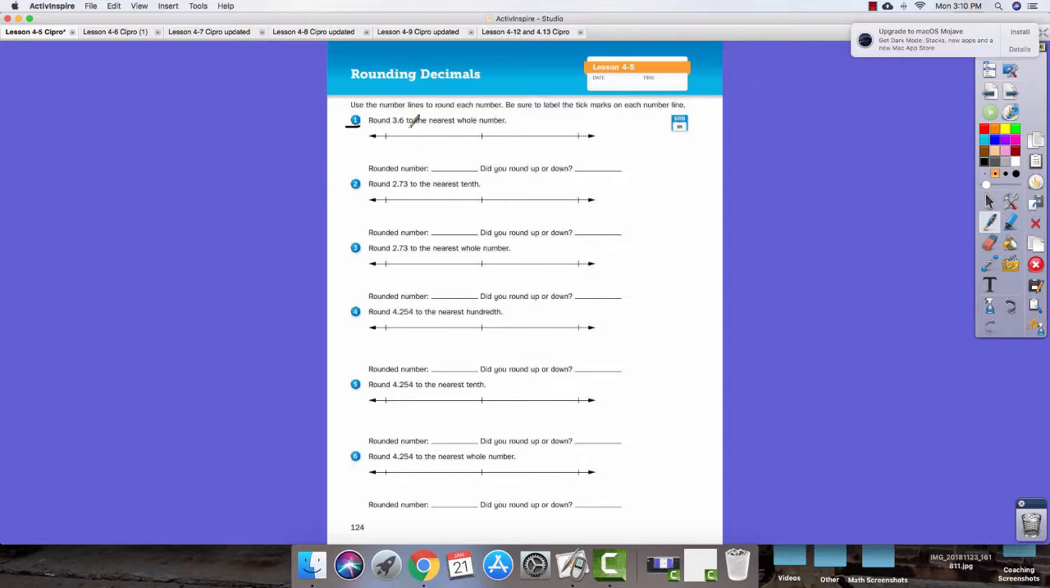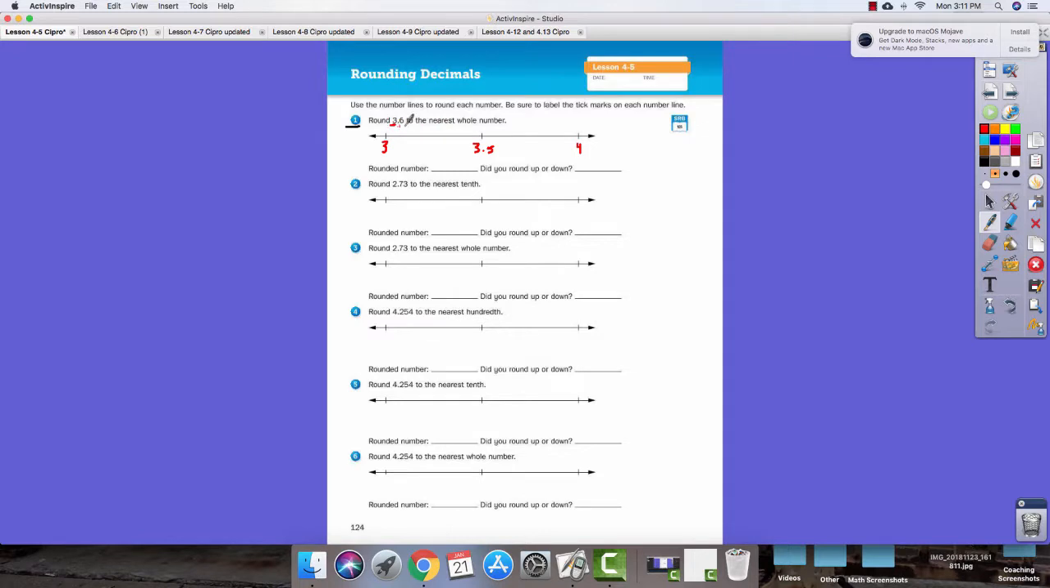Here I'm going to round 3 6/10 to the nearest whole number. I always like to underline the value that I'm rounding. I'm rounding to the nearest whole number, so I'm going to underline my ones place, my wholes. Here I have 3 6/10, so I know it's going to be between the whole numbers of 3 and 4. And if I think about what's right in the middle of 3 and 4, well, 3.5, or 3 and 5/10.